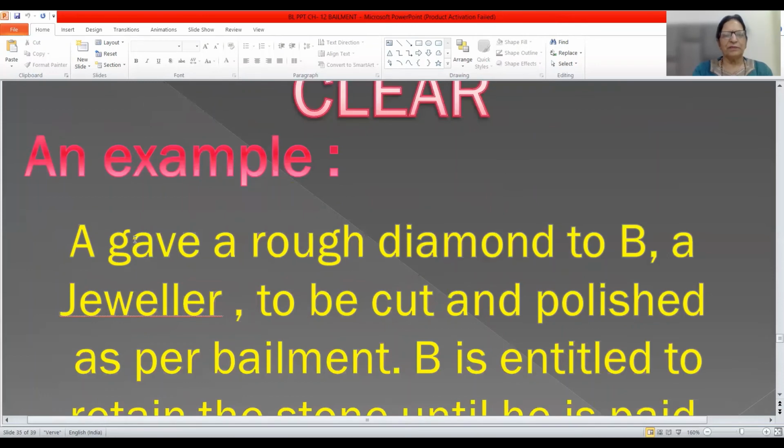Now, he has given a rough diamond to a jeweler to be cut and polished as per bailment. Now, he is entitled to retain this item till he is paid. So, this is an example of particular lien. I have told you he has rendered his services, cutting, polishing. Till he is paid his charges, he is not going to return this diamond to the owner.